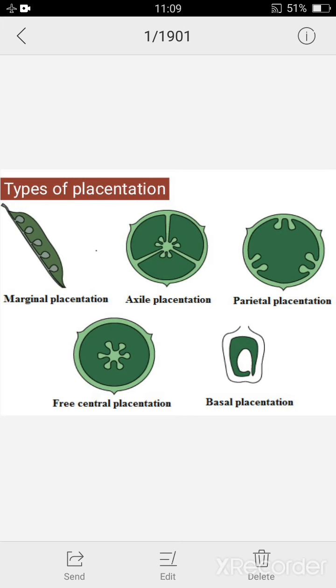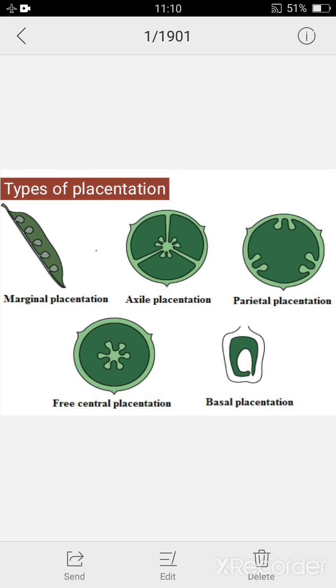Gynoecium is the female reproductive part of a flower and is made up of one or more carpels. A carpel consists of three parts. They are as follows: first, stigma; second, style; and third, ovary. Ovary is the enlarged basal part on which lies the elongated tubular structure. It is called the style.